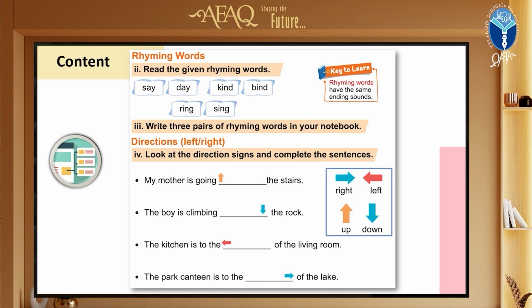The second sentence says, the boy is climbing dash the rock. Where is the arrow pointing? Down the rock. And same goes with the other 2 sentences in which the arrows are pointing either to the right or to the left.